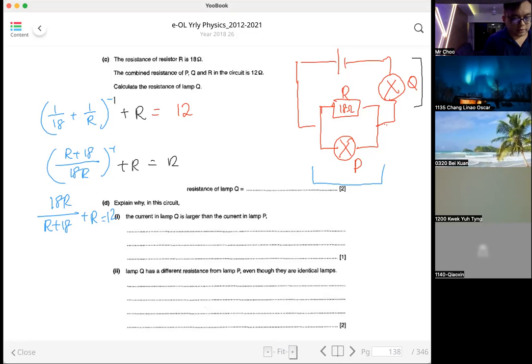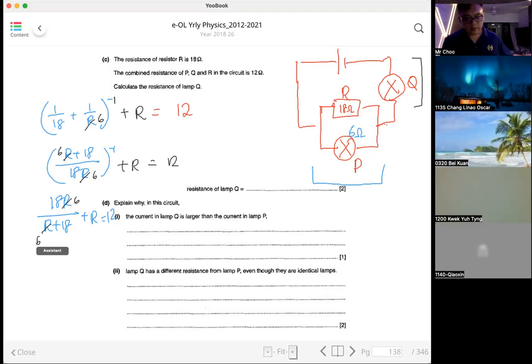Okay, I'm so sorry. I made a mistake here. The resistance of P, as we calculated earlier on, we know the answer for this. This is 6 ohm. So therefore, my R here should change to 6 ohm. I'm so sorry about that. So let me just change. This becomes 6. This becomes 6. This is 6. Then can you make R the subject now?